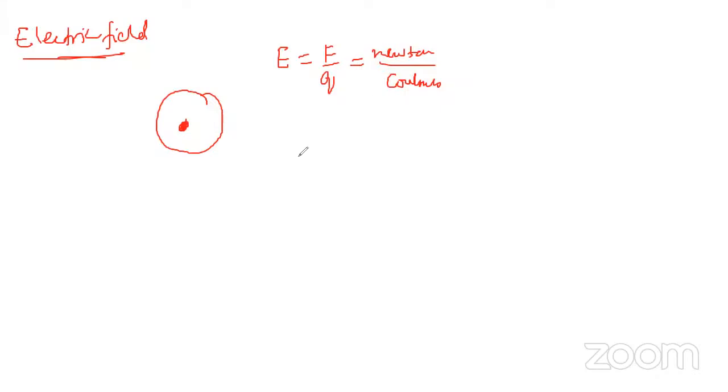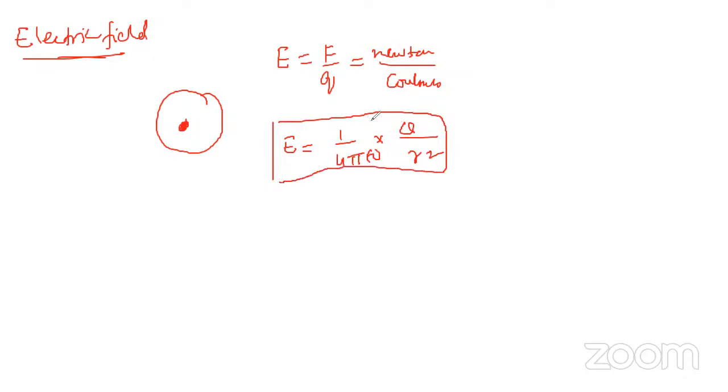So generally, for a unit charge, we can write E is equal to 1 by 4 pi epsilon naught into Q by R square. So the electric field intensity is E equals 1 by 4 pi epsilon naught into Q by R square. Okay, so this is what we have.